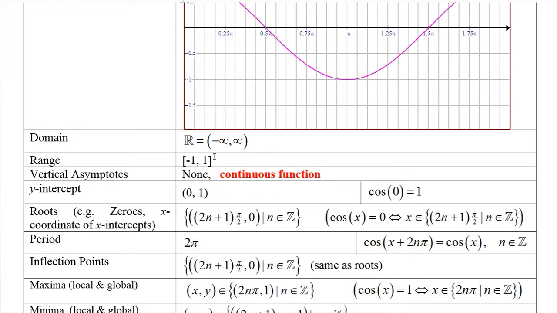So the domain again is all real numbers. The range is negative 1 to 1. It's a continuous function defined everywhere, so there are no vertical asymptotes or horizontal asymptotes. The y-intercept is 0, 1, so cosine of 0 is 1.